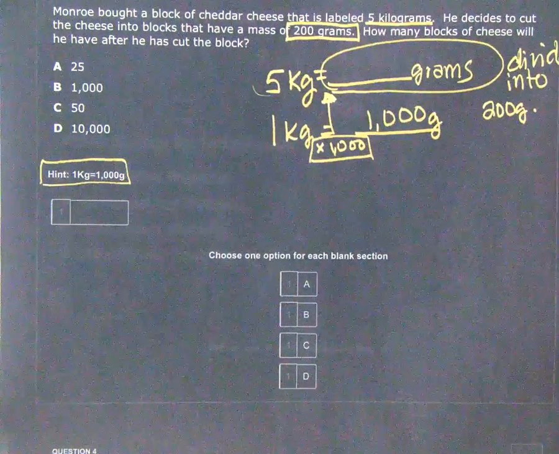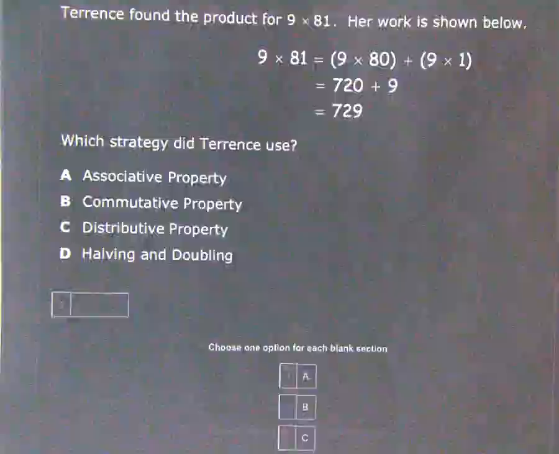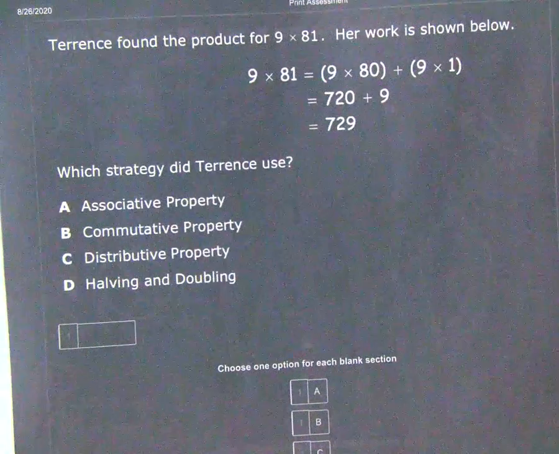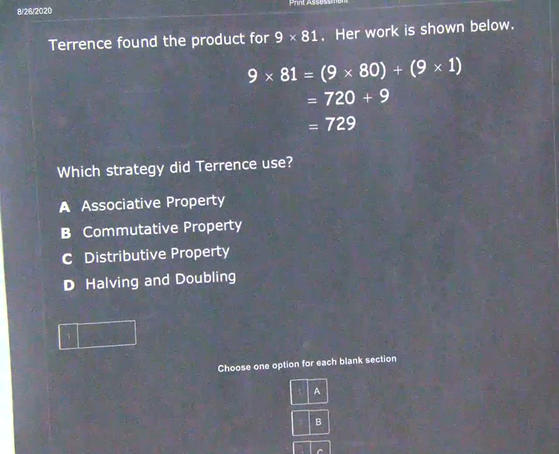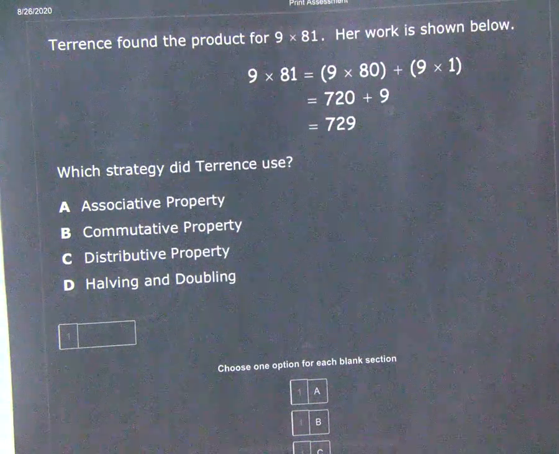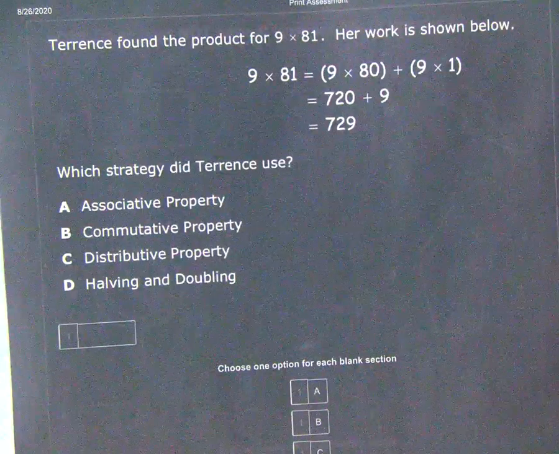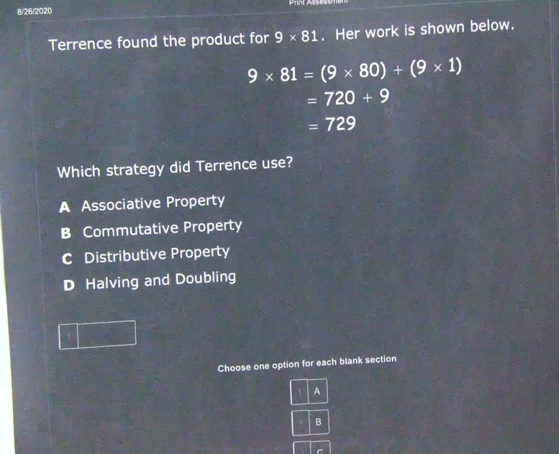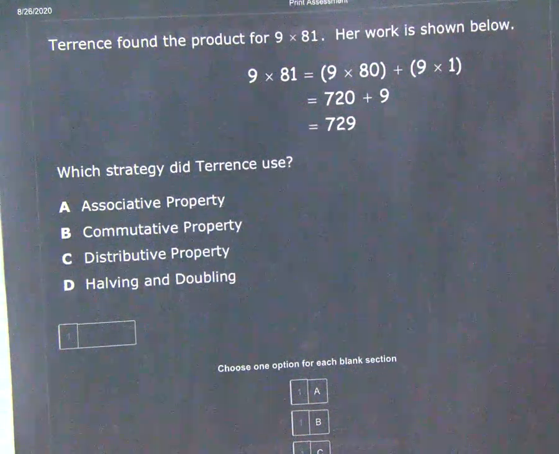Okay, let's go to the next one. This is number 4. Yeah, this should be number 4.